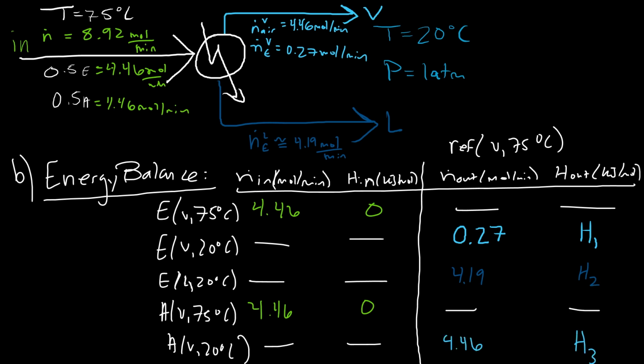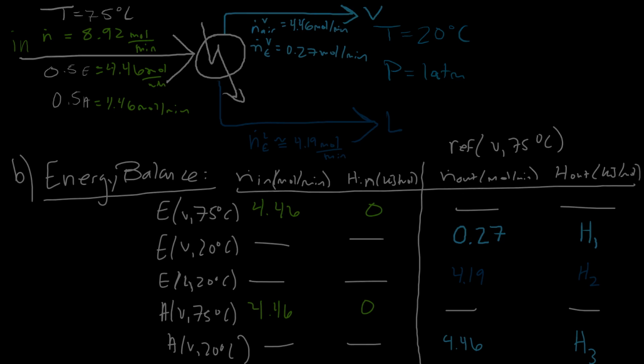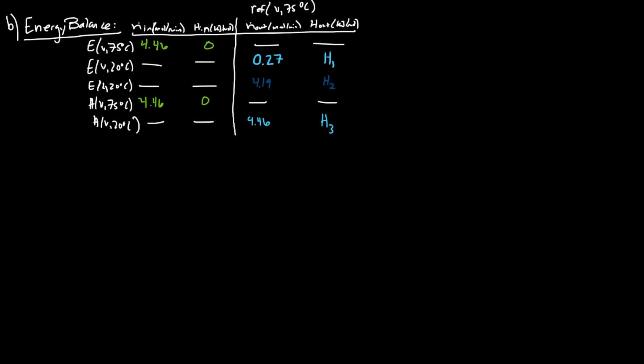And this is what we're labeling as H1. And we are going to have an enthalpy there because we're integrating from 75 to 20 degrees Celsius. Okay, and then the ethanol liquid is leaving the stream at 4.19 moles per minute. Enthalpy, we're going to label as H2. And then the out of vapor air is 4.46 moles per minute. And so we're going to call the enthalpy that we're going to solve for here as H3. Okay, so now we're going to start with our process paths.